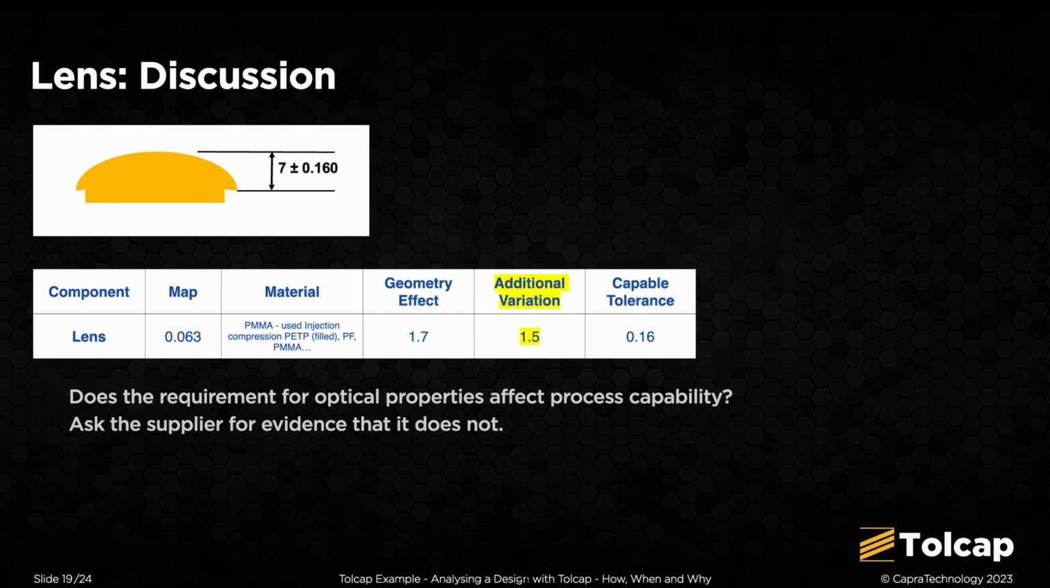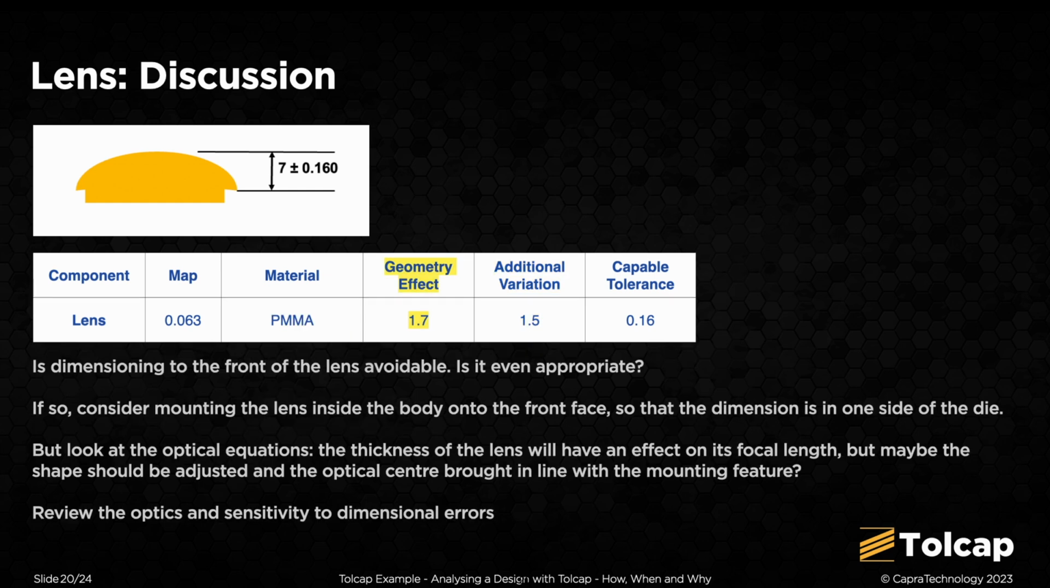Let's consider the lens first, as it required the widest tolerance. Does the requirement for optical properties really affect process capability? An obvious question to ask the supplier, who may have evidence that it doesn't. Then again, is dimensioning to the front of the lens avoidable or even appropriate? If it is, consider mounting the lens somehow inside the body onto the front face so that the dimension of the thickness of the lens is on one side of the die.